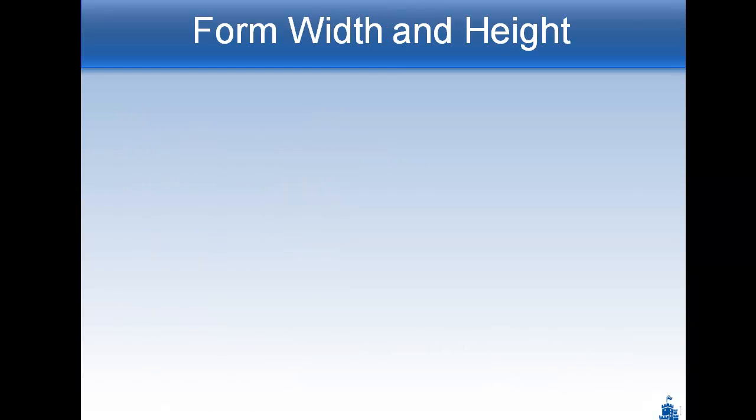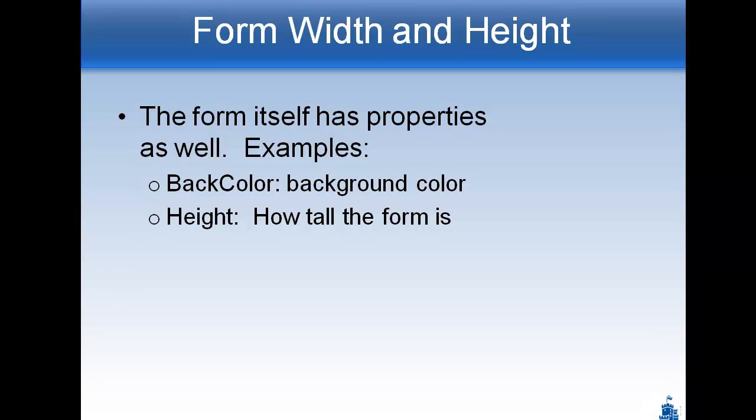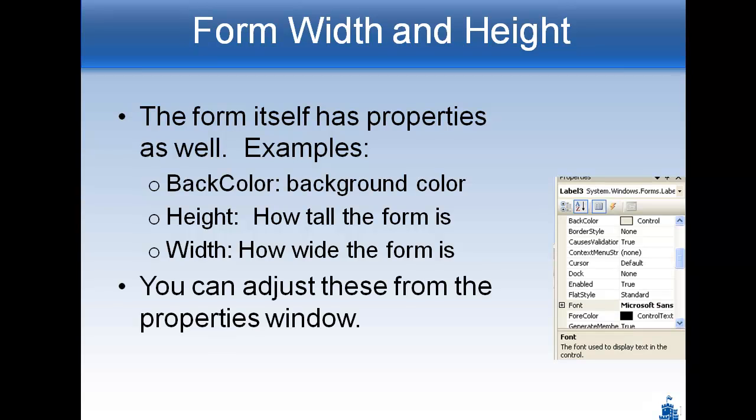So before I talk specifically about those top and left properties, I want to talk about two properties of the form itself. In fact, the form has properties just like an object does. The form is just the window that our program runs in. And it has properties like the background color and the height and the width. Specifically, I want to mention the height and width properties, which just tell you how tall the form is and how wide it is. And you can adjust these from the properties window, just like anything else. So let's jump into Visual Studio for a second, and I'll show you how to adjust these properties.